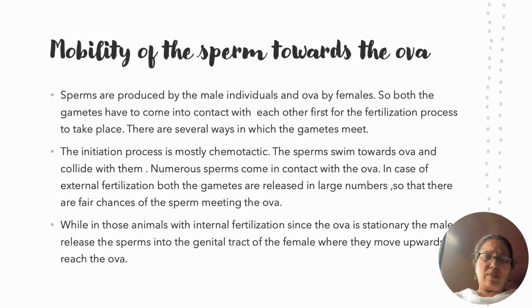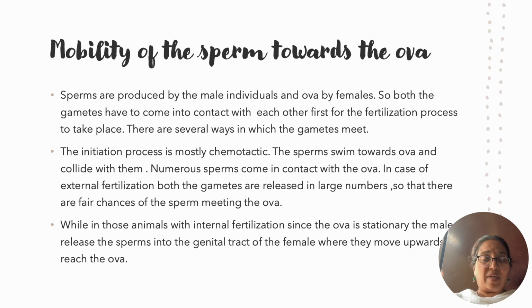The first step involves mobility of the sperm towards the ova. Sperms are produced by the male individuals and ova by the females, as we already know. So both the gametes have to come into contact with each other first for the fertilization process to take place. There are several ways in which the gametes meet. The initiation process is mostly chemotactic. The sperms swim towards the ova and collide with them. Numerous sperms come in contact with the ova.